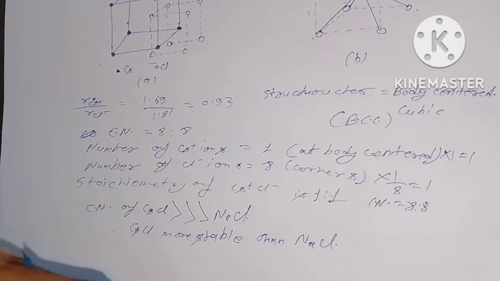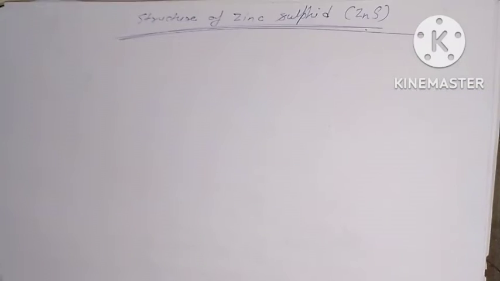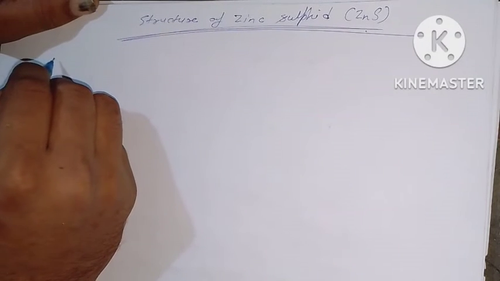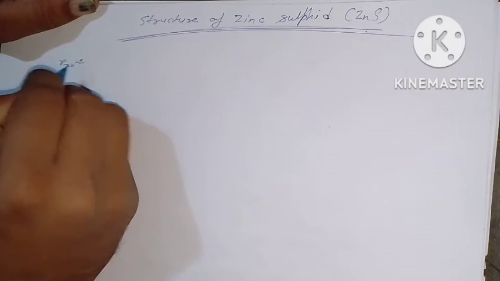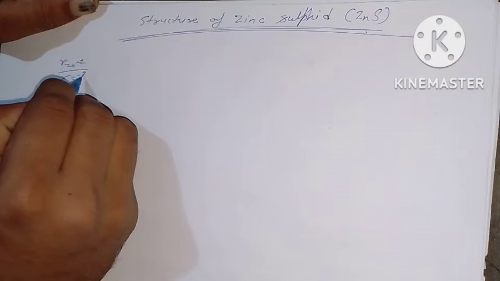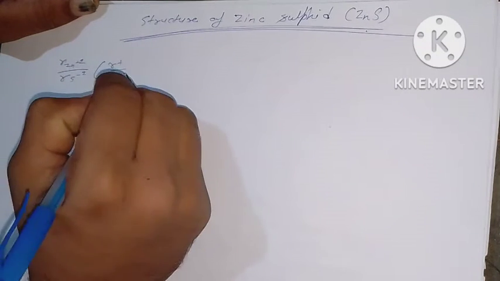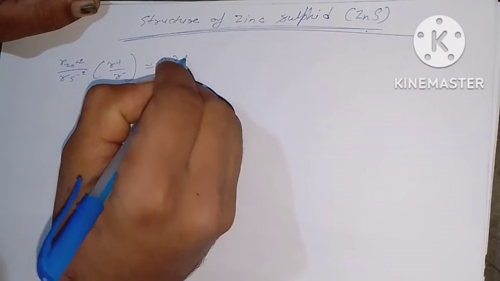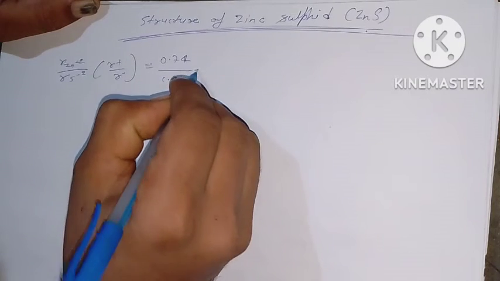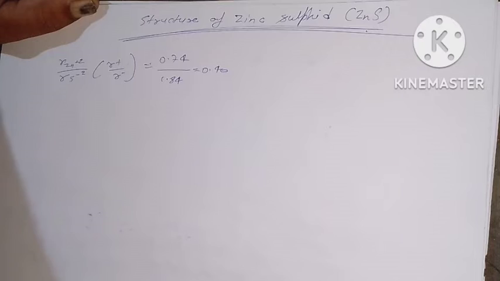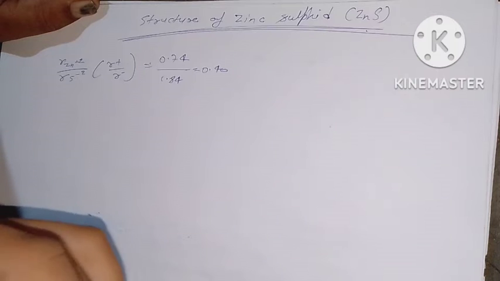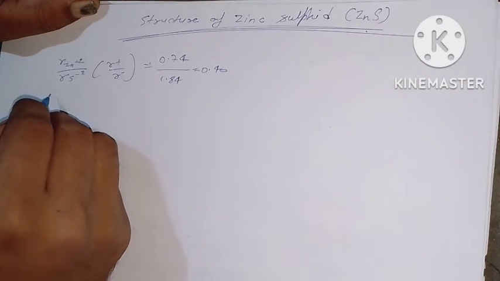Okay. Next is structure of zinc sulphide, ZnS. In ZnS, the radius ratio, r zinc positive ion upon r sulfur negative ion, is equal to 0.74 upon 1.84, that is 0.40. The radius ratio value reveals that the coordination number is 4, and it has a tetrahedral structure.